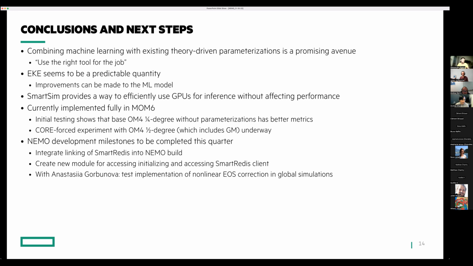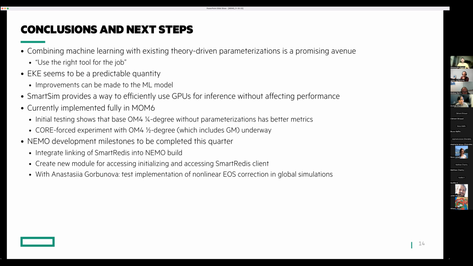The other thing is that EKE does seem to be a predictable quantity. Obviously, as you can see in the last graphs, we probably could find some ways to improve the machine learning model. Al and I and the folks we're working with at NCAR have some ways of thinking about how we can incorporate some time evolution information into it. Maybe we could do something like a convolutional neural network so that we can ingest the neighboring cells. But overall, even our first pass with a relatively simple model seems to be doing a fairly good job.